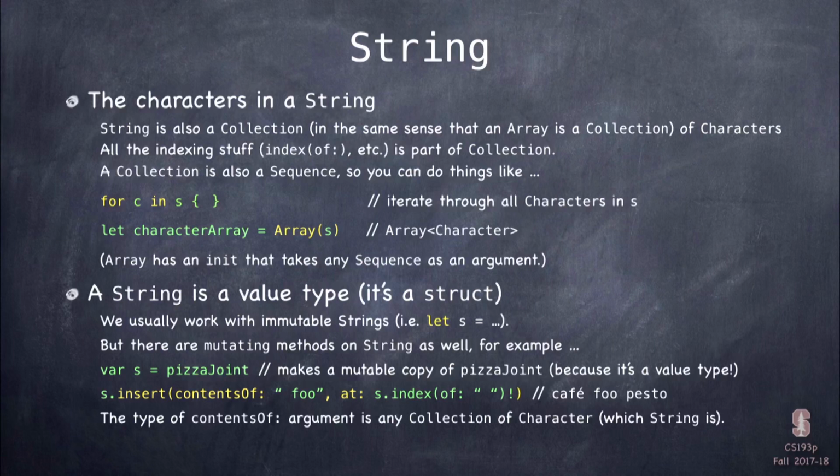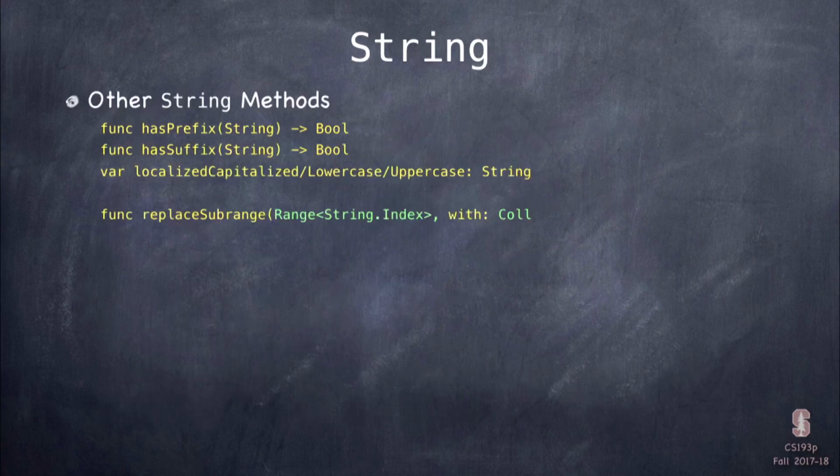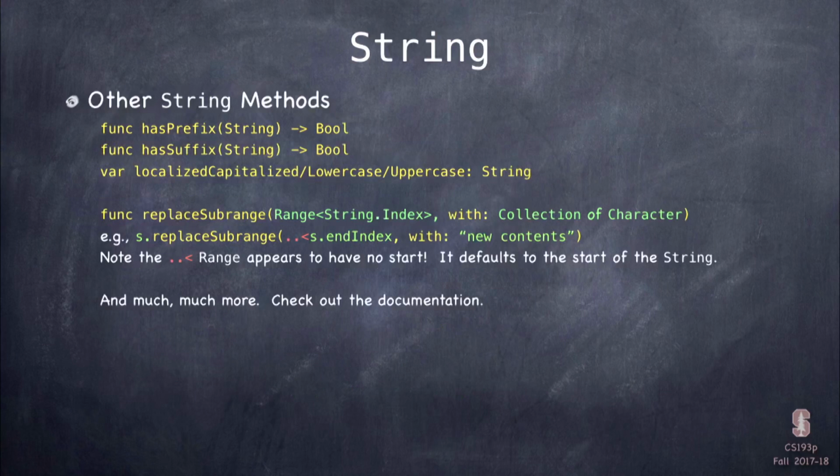And so here's a method in that. Insert the contents of a collection of characters, which string is, at an index. So in this case, it's index of space. That's got to be a string.index right there. And so I can insert the word foo into Cafe Pesto. Okay? So you can do this. We don't do this that much. We tend to just use them immutably, and we use plus to add them together and stuff like that. Okay? So that's string. It's that little weirdness about the indexing. Now, there are lots of other methods in string.